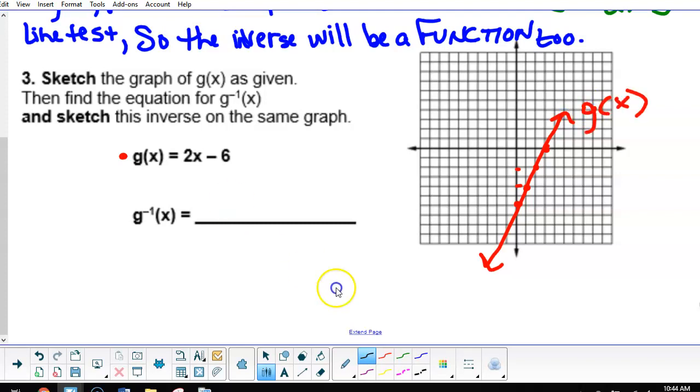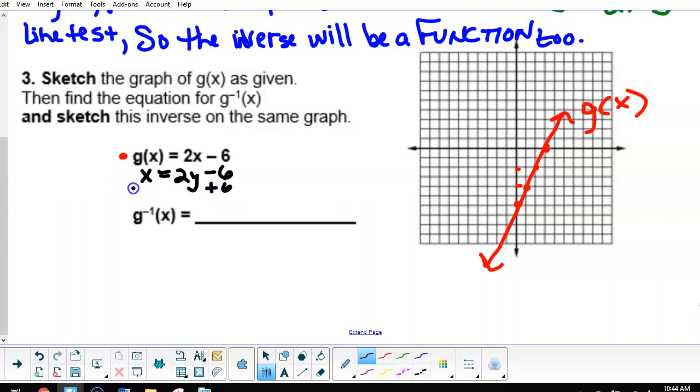All right. Now it says sketch the inverse on the same graph. So I suppose we could just flip all the ordered pairs, but it does say you have to write the formula as well. So I think I'll just write the formula. How do you solve for that? So this will become x equals 2y minus 6. Then what? How do we move it?